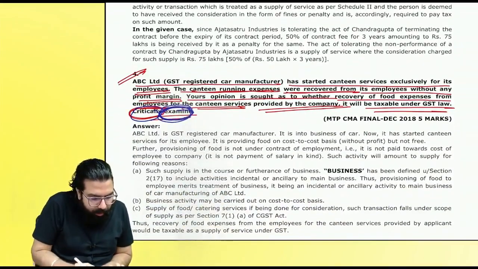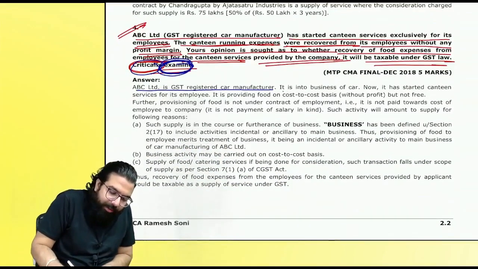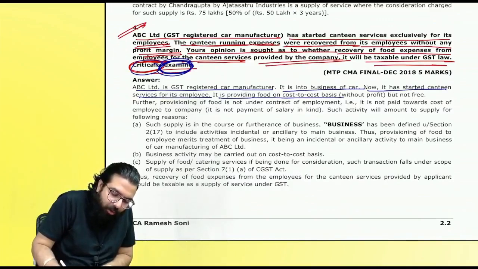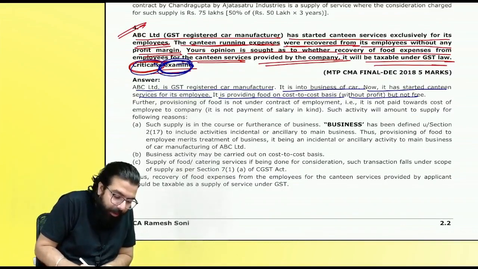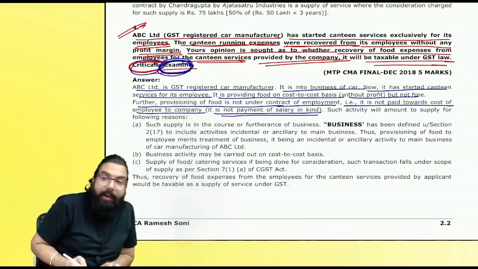Let's read. ABC Limited is a registered car manufacturer. It's into the business of cars. Now it has started a canteen for employees. It's providing food on a cost to cost basis without profit, but not free. Further, provisioning of food is not under the contract of employment. They are talking about how it is not paid as part of the employee's salary.